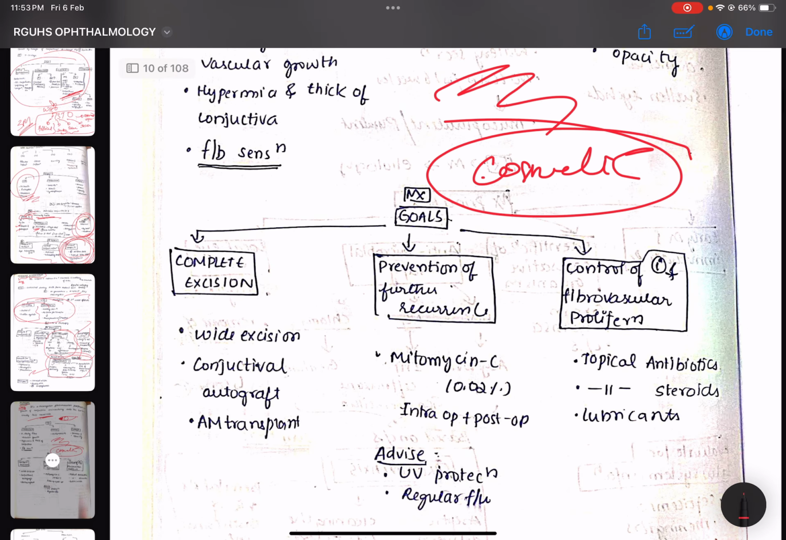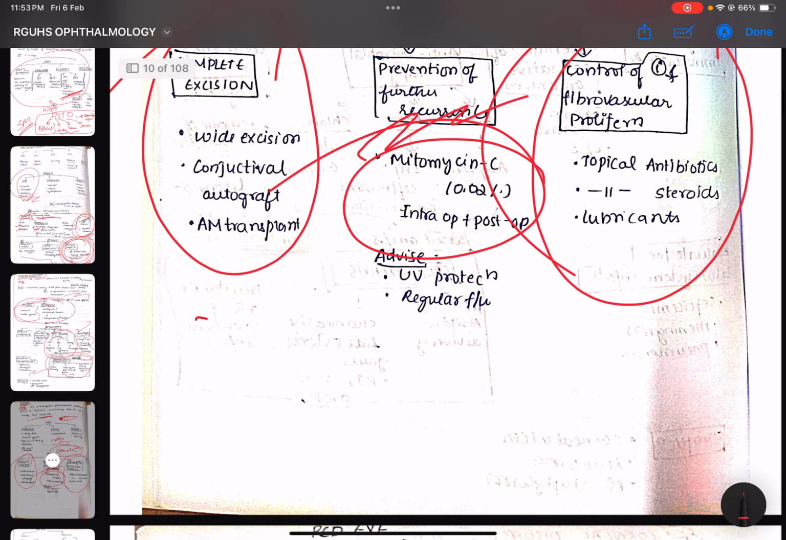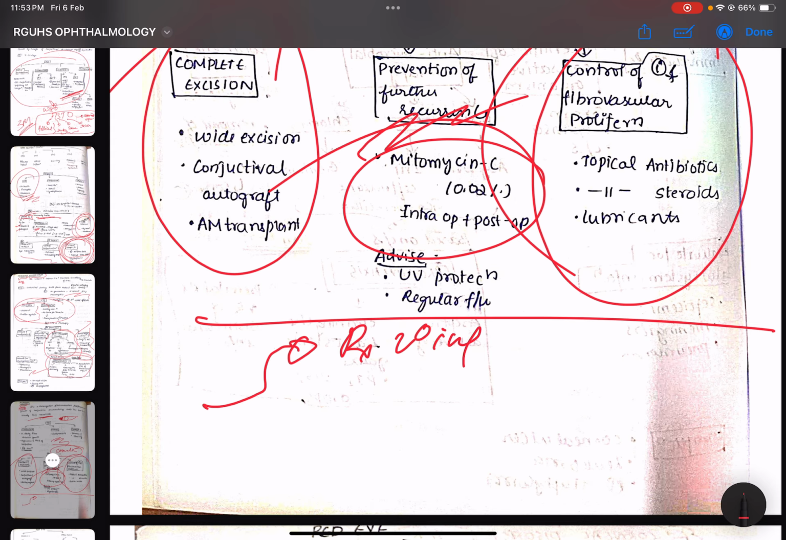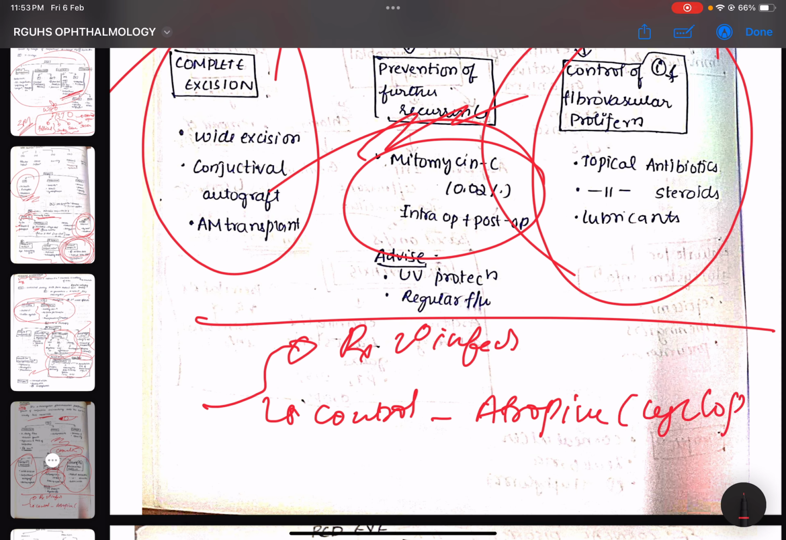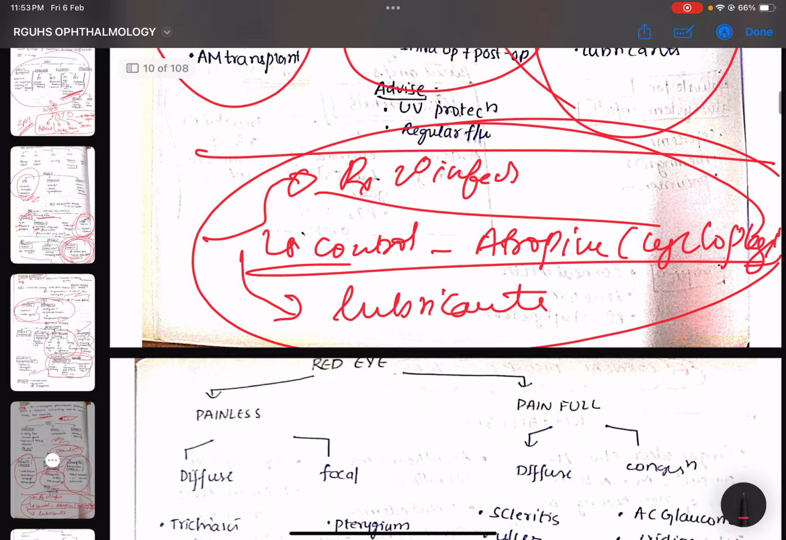Management: you have to completely excise it. But what is the major problem? You might have a chance of recurrence, so you have to give mitomycin. And also you have to treat any secondary infection. One important thing in ophthalmology is that there are a few things where you can write treat secondary infection, and to control inflammation you can give atropine, that is a cycloplegic, so that it doesn't act too much. So make sure you know where to present this. And also lubricants. Any management protocol can safely include this, provided you know where to include it.